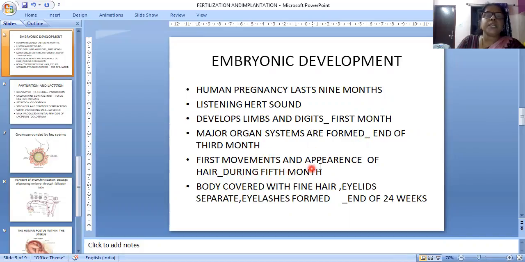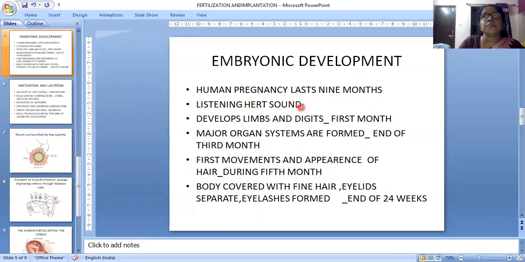First movements and appearance of hair occur during the 5th month. Movements can be experienced as the fetus moves inside the womb of the mother. Body covered with fine hair, eyelids separate, eyelashes formed by the end of 24 weeks. This is the summary of the embryonic development. So all of you understood the embryonic development. Human pregnancy lasts 9 months.